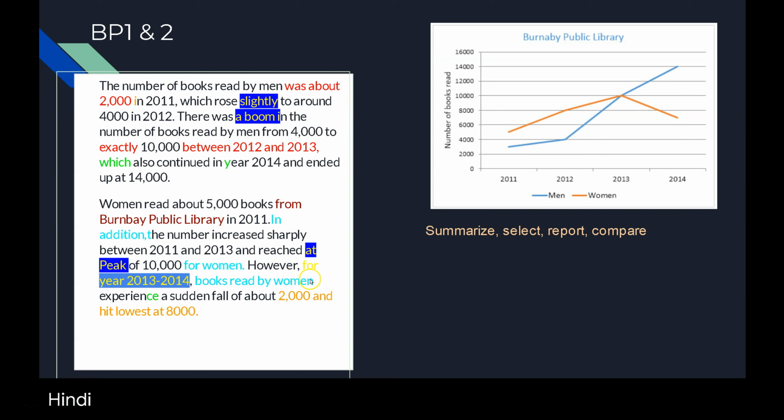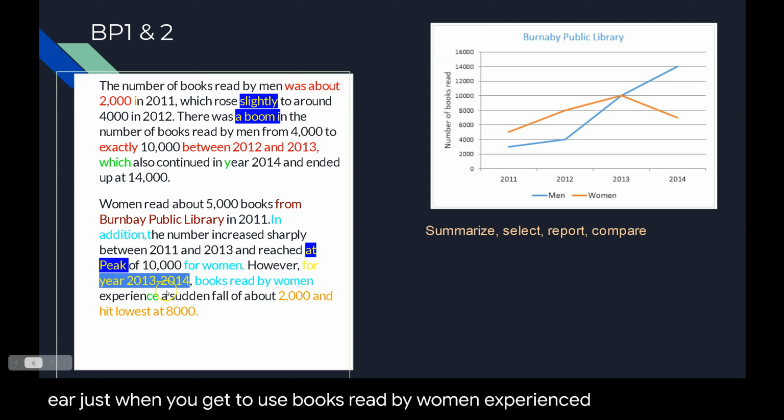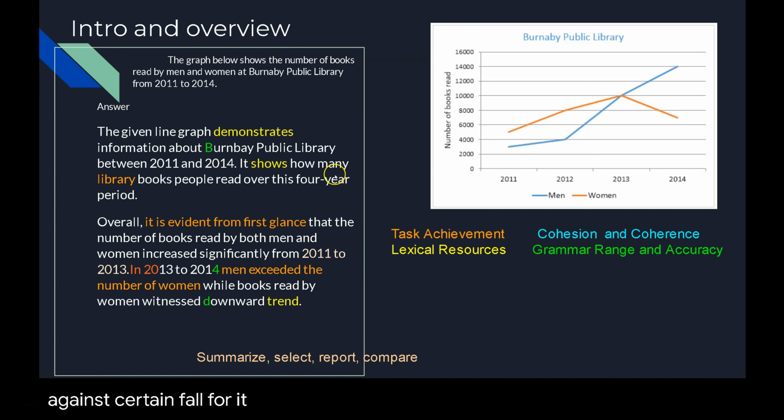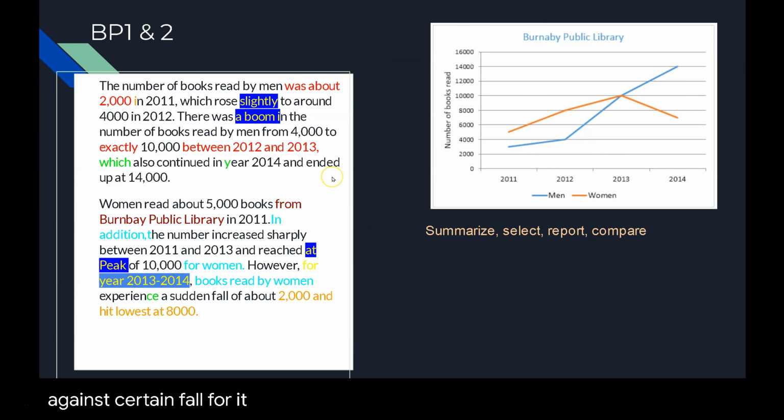in the year, just 1 year, you got 2 years, books read by women experienced, is that like witnessed again? A sudden fall. A sudden fall. It's 1 year out of 3, 4. How can it be a sudden fall? You're just throwing in vocabulary because you think you're going to get extra points for it, when it's not really reflecting the important things here. And you know what? It hit a sudden fall of about 2,000.